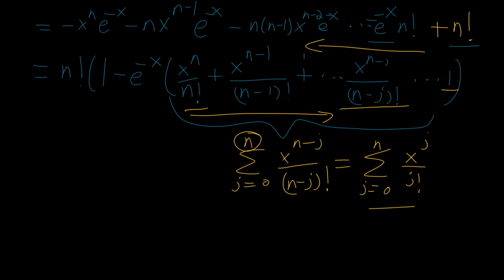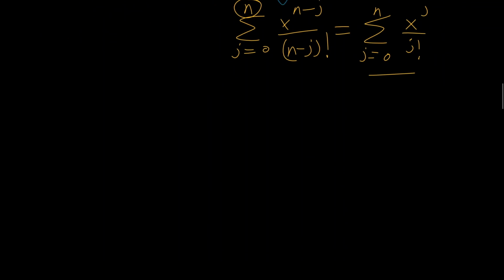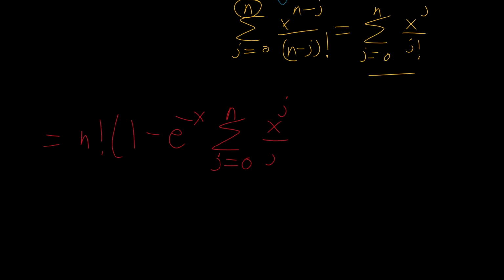So with all of this in hand, we can now rewrite our lower incomplete gamma function, lots of adjectives there, as the following. n factorial times 1 minus e to the minus x times the sum from j equals 0 to n of x to the j over j factorial. And that right there is just the formula for the lower incomplete gamma function, which we can just write as gamma of n plus 1 comma x.